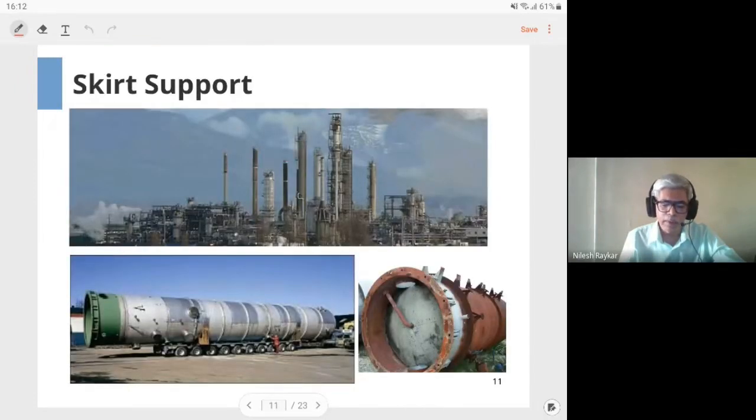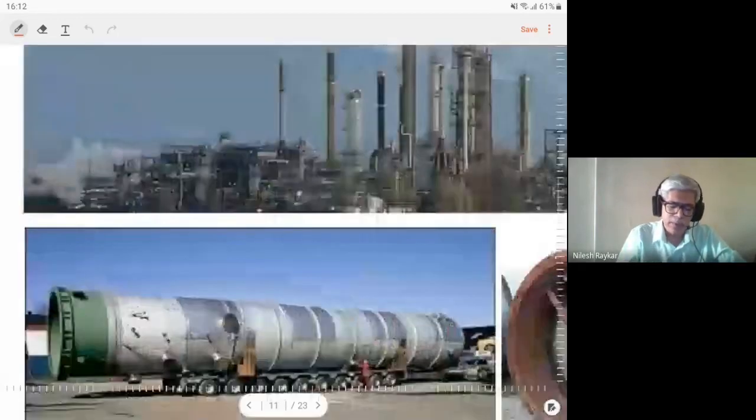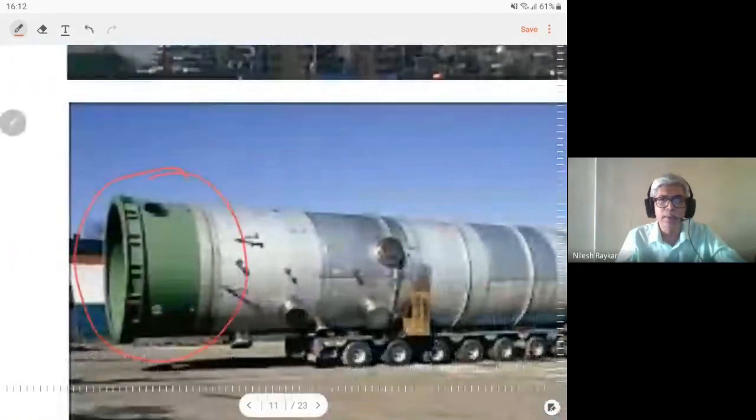Later on, the skirt support is one of the sturdiest types of support and also the costliest in terms of the material and fabrication cost. In the skirt type of support, as the name suggests, it's just a cylindrical structure onto which the vessel is mounted. So you can see in this picture, this part is the skirt support.